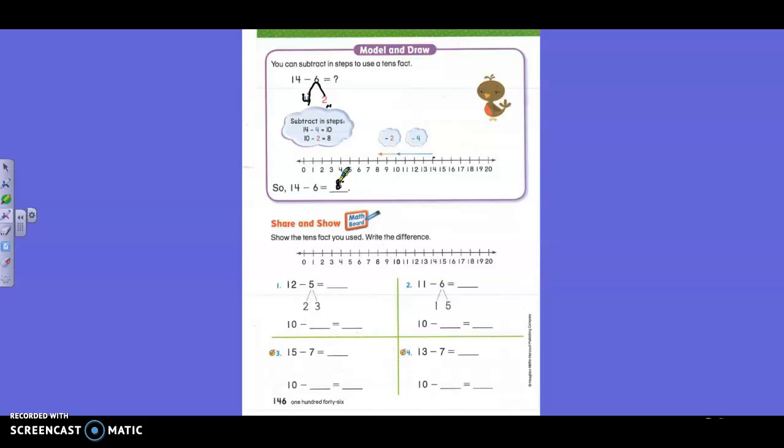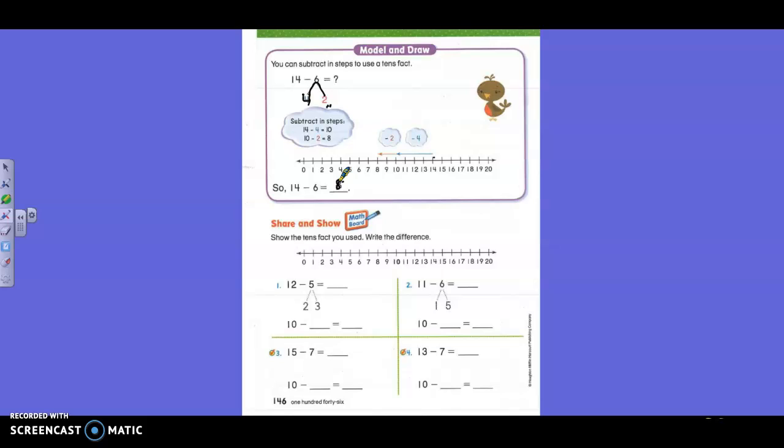So, I will help you on share and show on these first 4. And then, boys and girls, if this is not the way you like to do it, and you like to do it the way you did last week, and just use a number line, or you know how to do it in your head, I will let you just do it in your head. Okay?